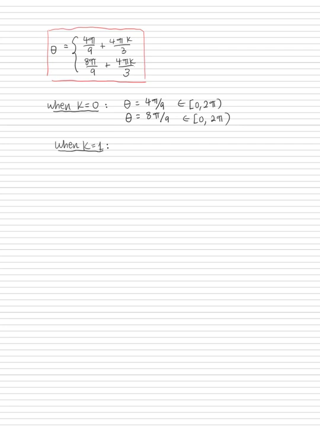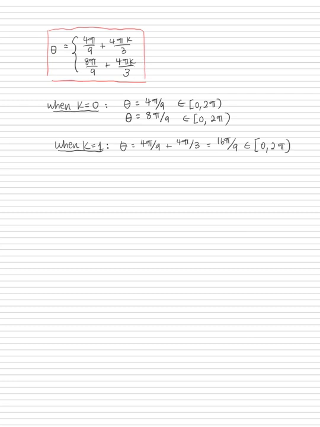Okay, so when k equals 1, what do we get here? Our theta is 4 pi over 9 plus 4 pi over 3. So that's going to give us what? 4 pi over 9 plus 12 pi over 9. So this is going to be 16 pi over 9. You can convert that into a degree measure if you like, but this is inside of 0 to 2 pi.